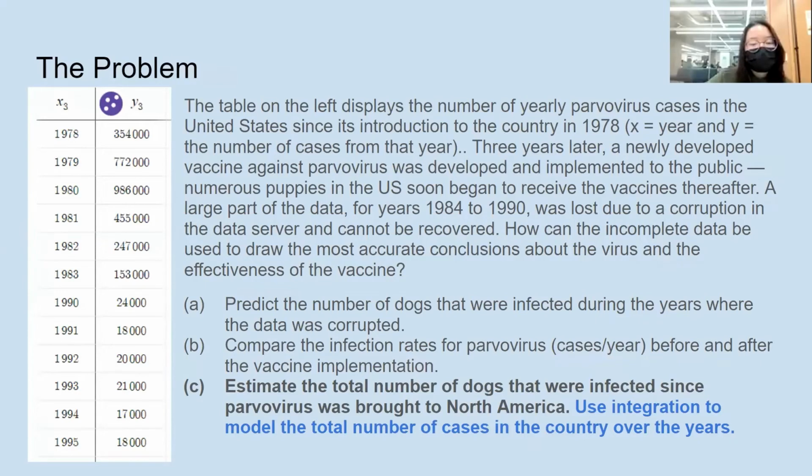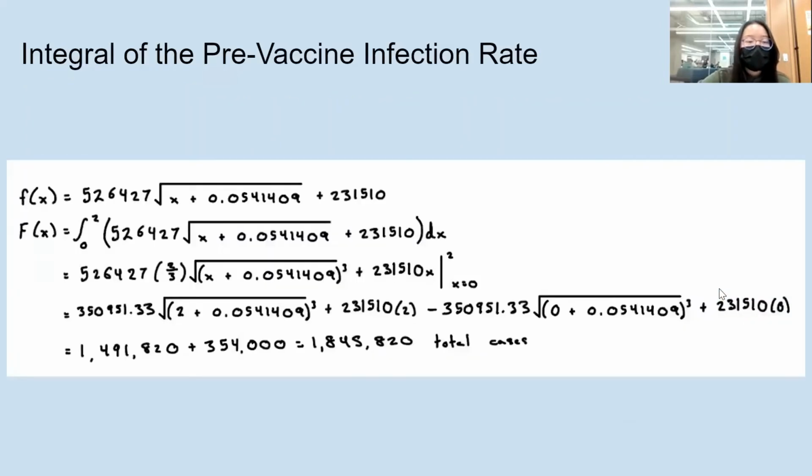And finally, we will tackle part C of the problem by using integration to model the total number of cases in the country over the years. And so first we started with taking the integral for the pre-vaccine infection rates. Here we used the model that we got from the regression to take the definite integral from 0 to 2. And here we see that we use the reverse power rule to do so. And finally, we got the net change from the year 0 to 2.